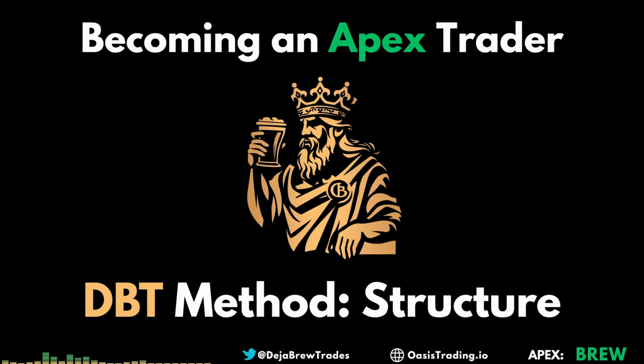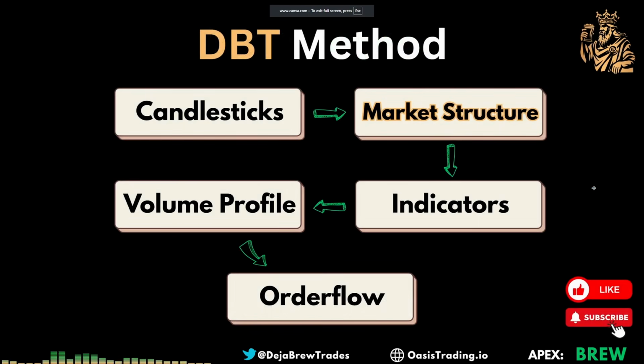In today's episode, we will be talking about market structure. Now, this is a 5-part series. The first episode was on candlesticks. Today, we're going to be talking about market structure. Next episode, we'll talk about indicators, and then volume profile, and then close it up with order flow.